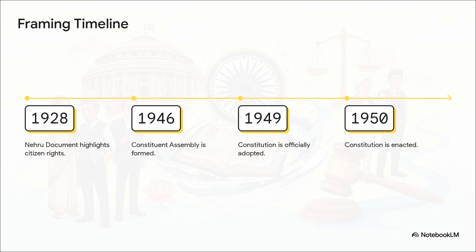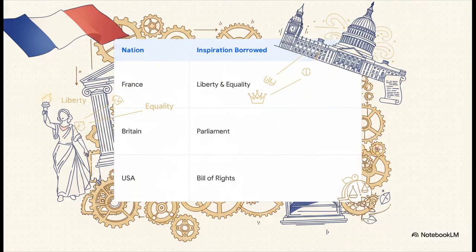Just picture the scene: 114 days of fierce democratic debate, poring over more than 2,000 amendments, all before it was finally enacted in 1950. And the framers? They were kind of like brilliant master architects. They famously ransacked all the major constitutions of the world to find the absolute best materials for India.